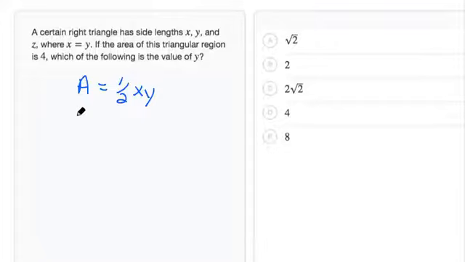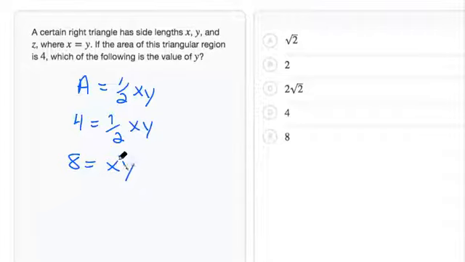So we can go ahead and plug in 4 for A. And we have 1/2 times x, y on the right-hand side. Solving for x, y, we can go ahead and clear fractions, multiply both sides by 2, and we end up with 8 is equal to x times y.